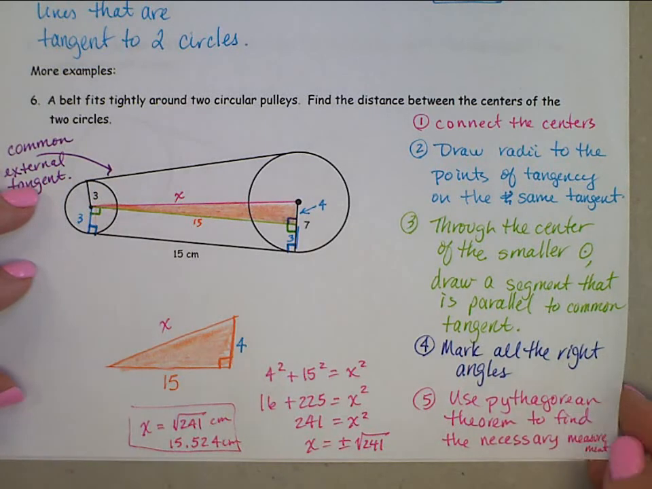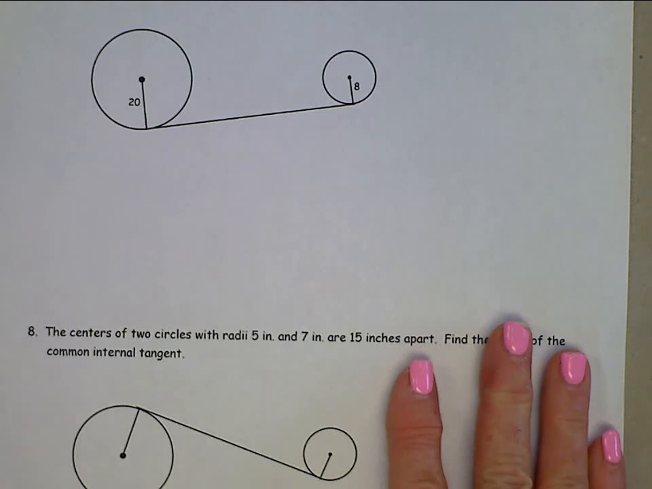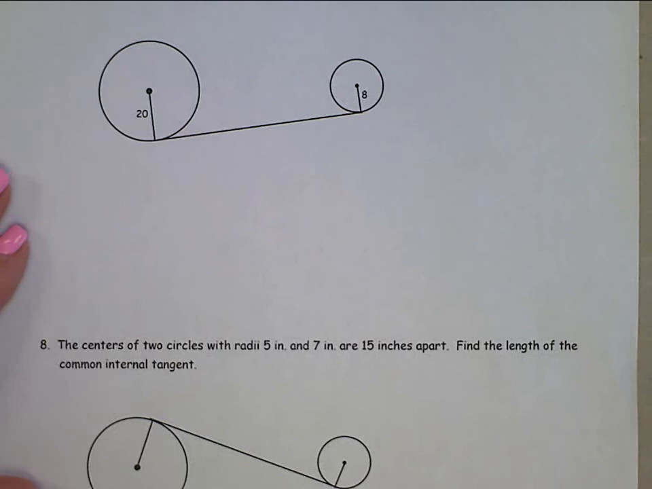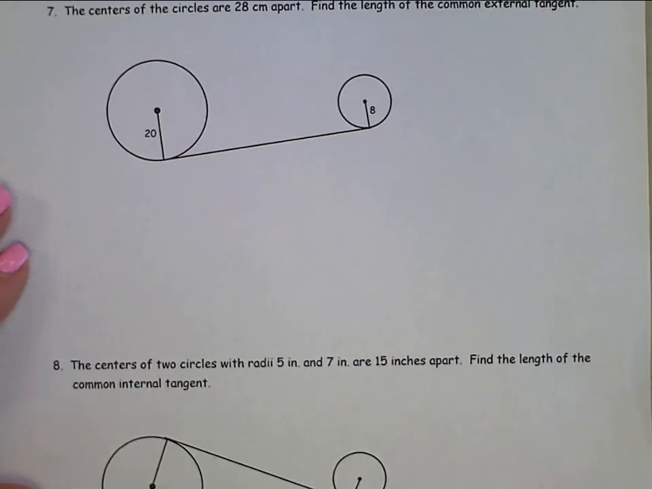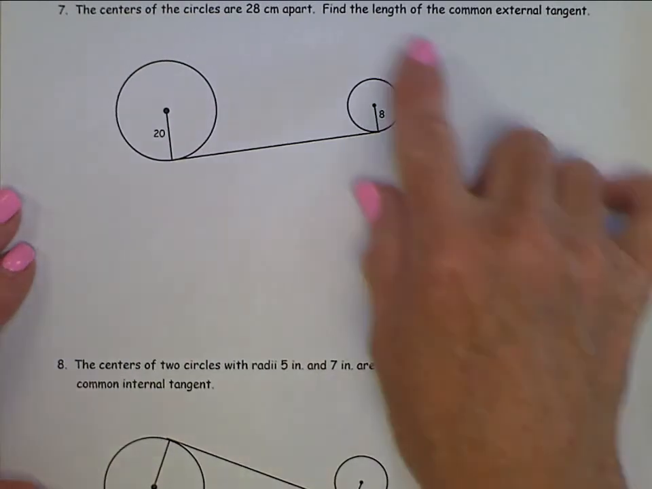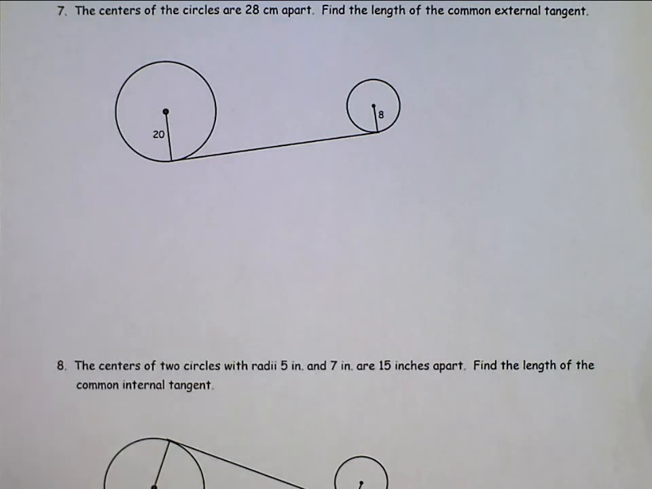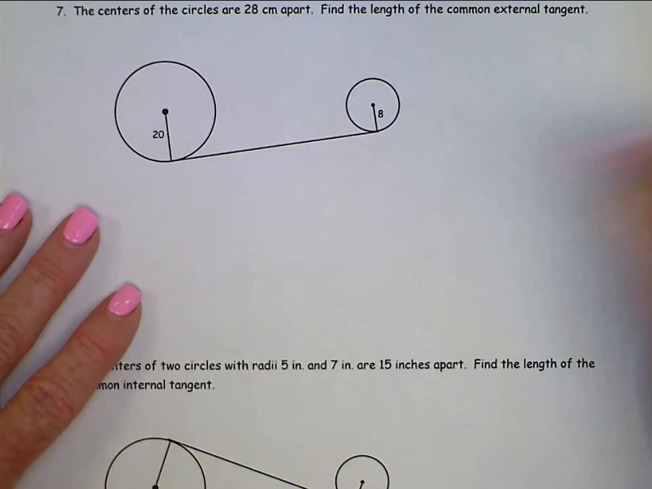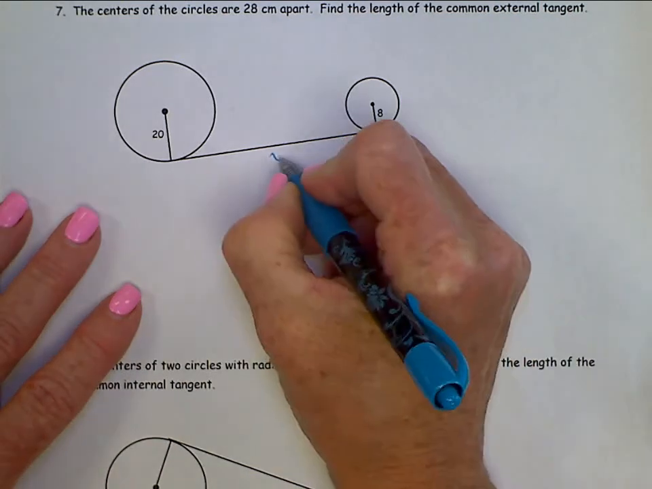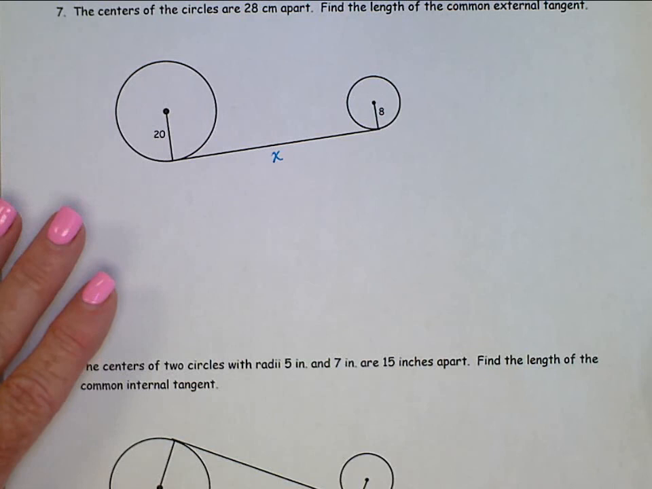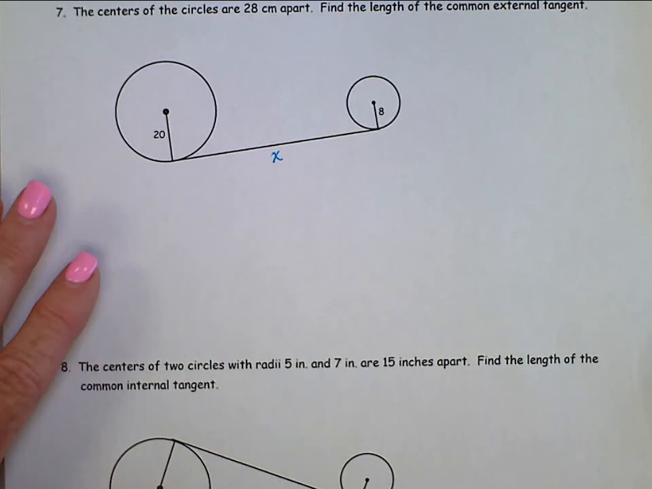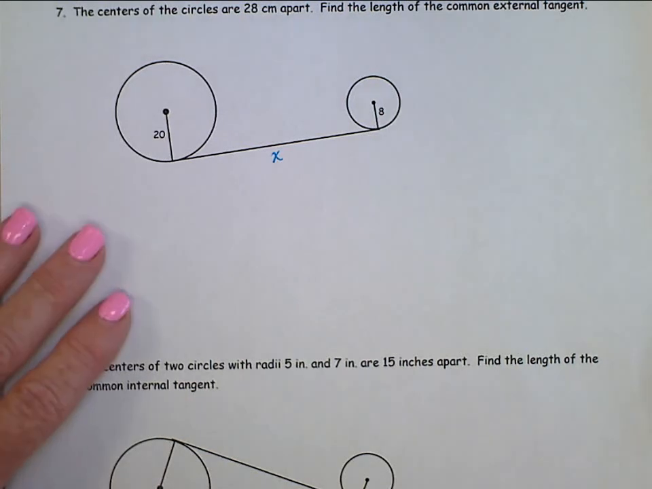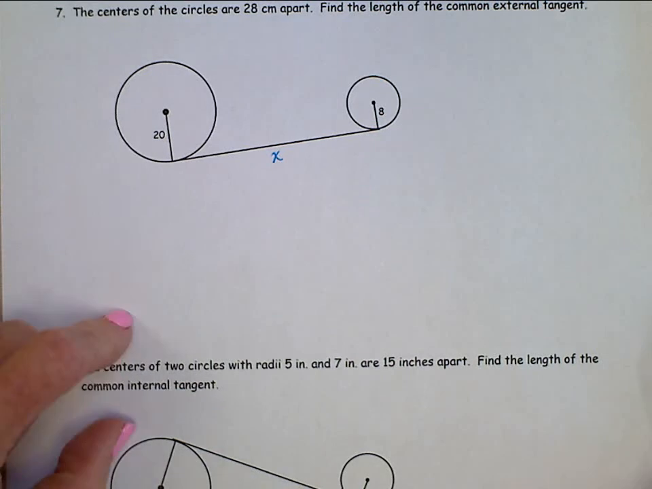Okay, turn the page. Let's try another one. On this one, the centers of two circles are 28 centimeters apart. Find the length of the common external tangent. All right, here's our external tangent right now. Let's call that x. That's what we're looking for. And if we follow our steps from the previous page, we're going to connect the centers. Don't have that done yet, so we're going to have to connect the centers.